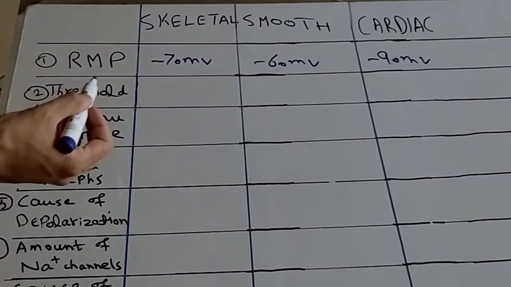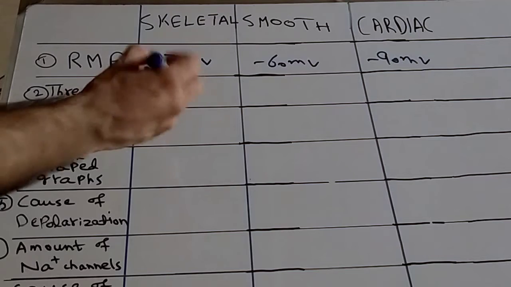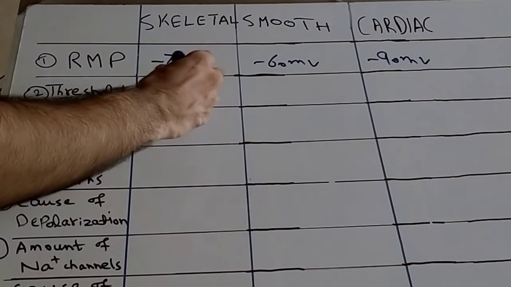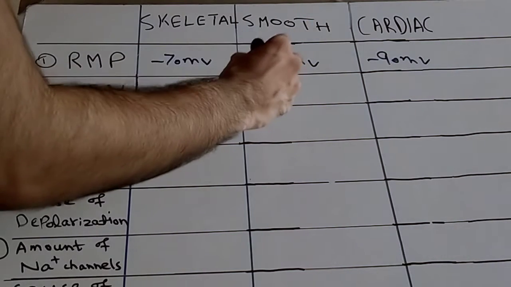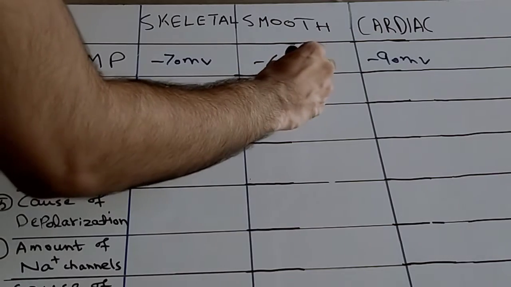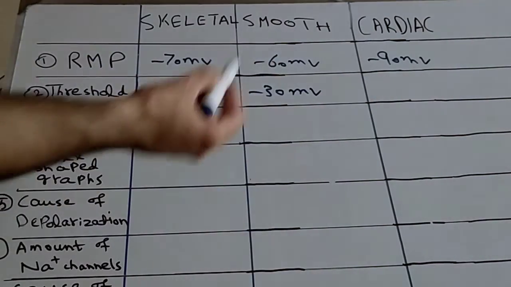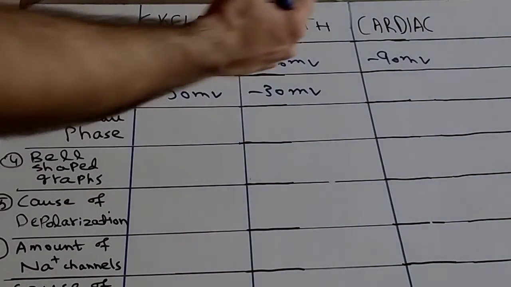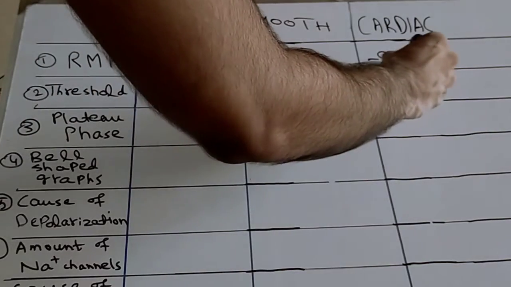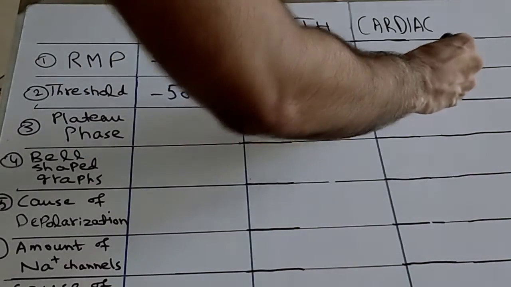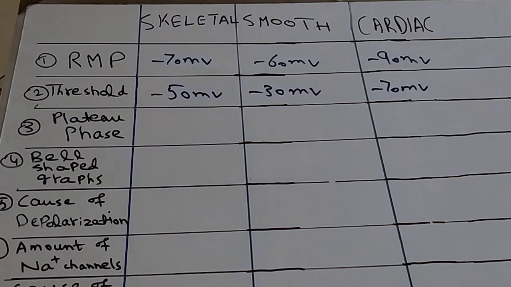Now talking about the threshold value. In the case of skeletal muscle, it is minus 50 millivolts. In the case of smooth, it is minus 30. Some cases it is also minus 20 millivolts, but normally it is minus 30 millivolts. And in the case of cardiac muscles, we have minus 70 millivolts threshold. This means that the stimulus must need to reach these values in order to generate the action potential.